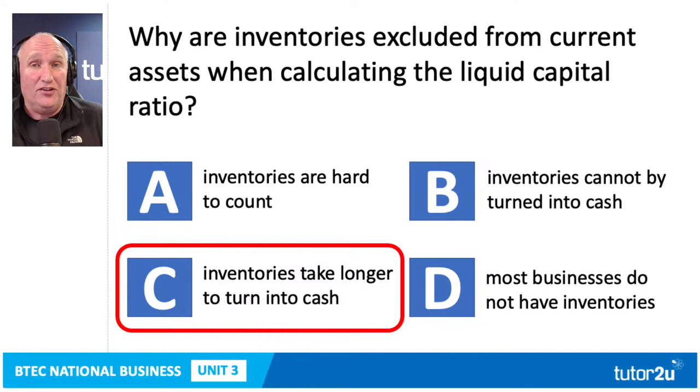It's the ability of the business to pay now the bills that it owes. Has it got the cash or other assets it can quickly turn into cash to pay what it owes? That's the idea of liquidity. So it is indeed C.